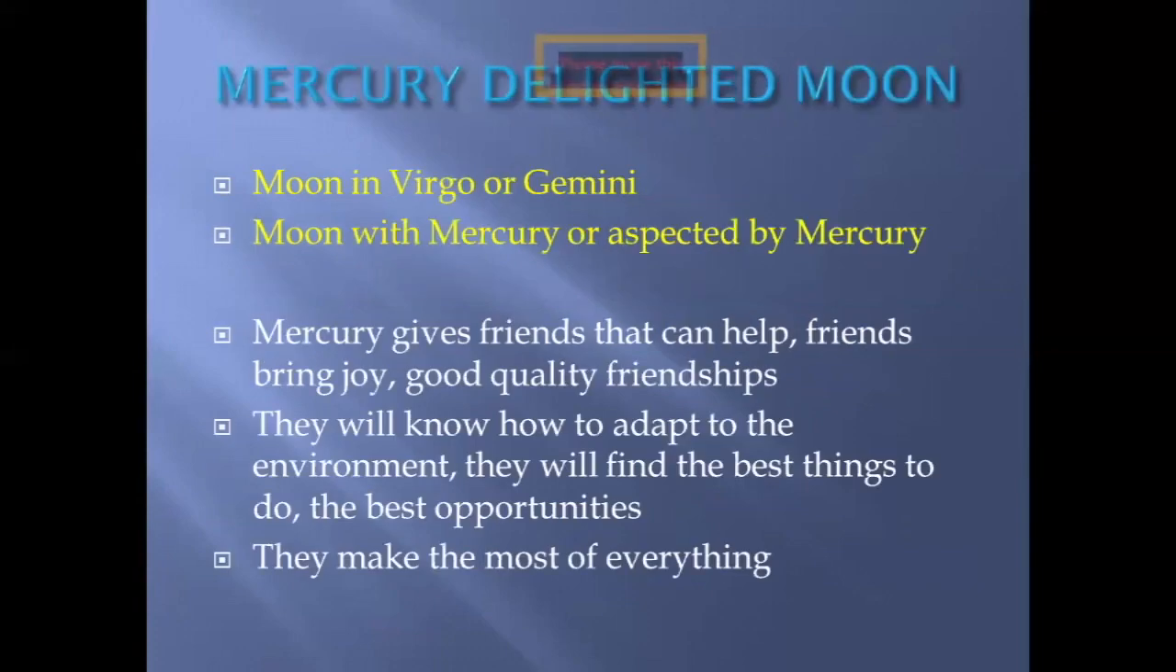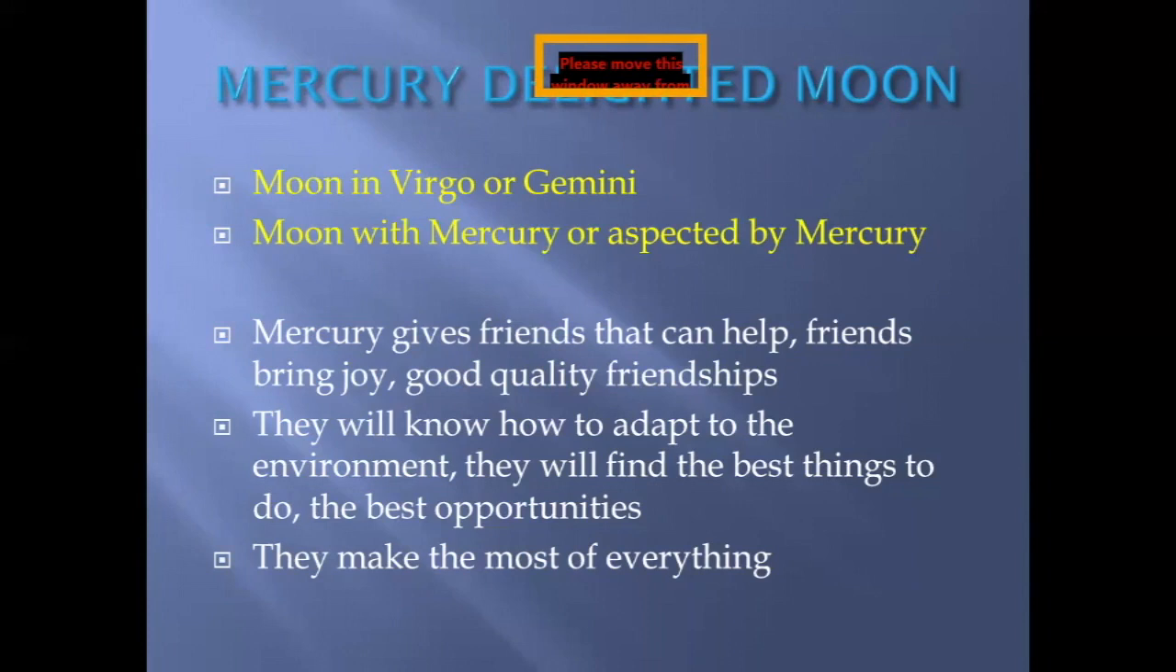Now let's go to Mercury delighted moon. So the moon receiving delight from Mercury, one of its friends. This happens when the moon is in Virgo or Gemini, or when the moon is with Mercury or aspected by Mercury. So remember, Mercury is communication, it's friends, friendship, ability for research. So in this case, Mercury is going to give friends that can help. Friends will bring joy to them, and they will have very good quality friendships.